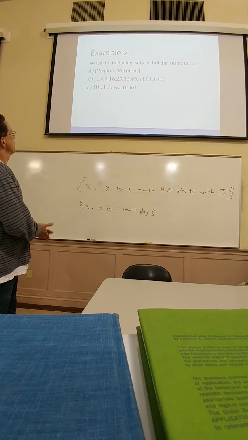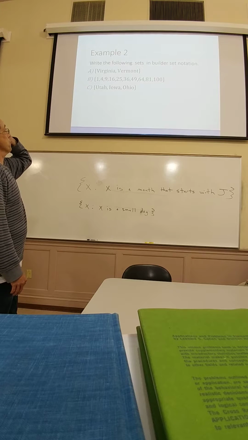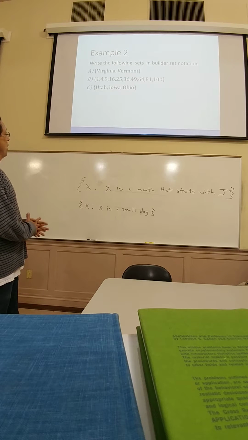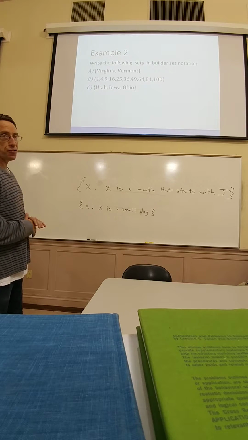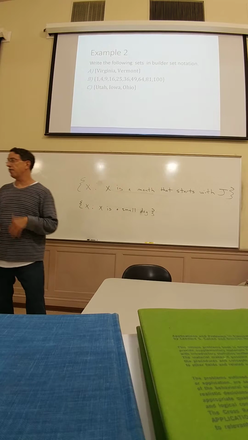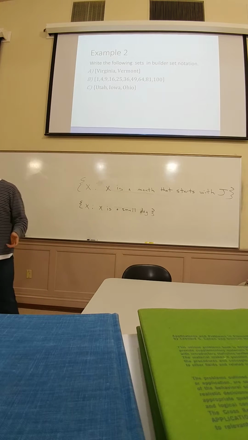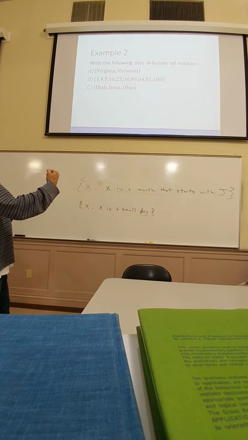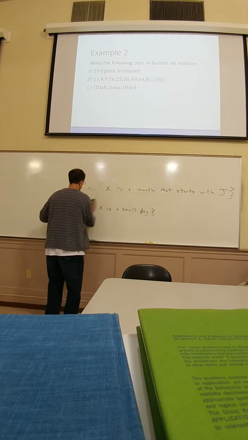Example 2, the question is to write the following sets in set builder notation. So my first set is Virginia and Vermont, which essentially is, you would probably say, well, those are the two states that begin with V. So I would describe that set as X such that X is a state that begins with V, or starts with V.